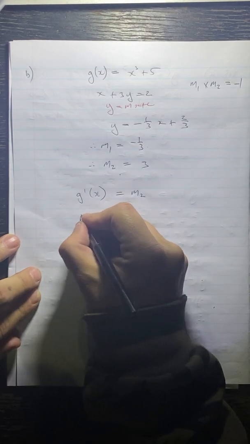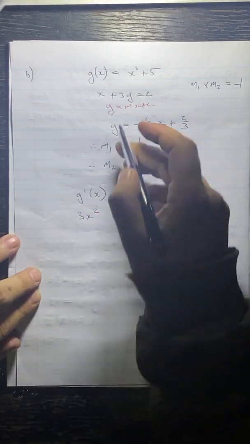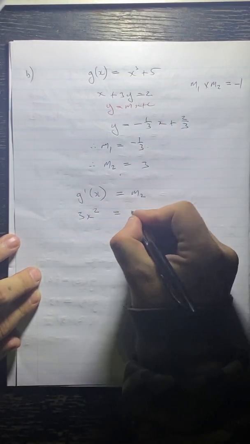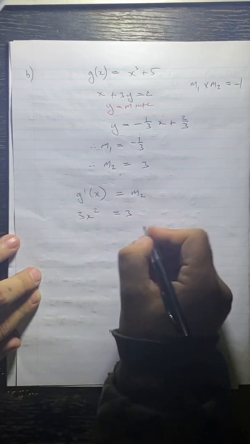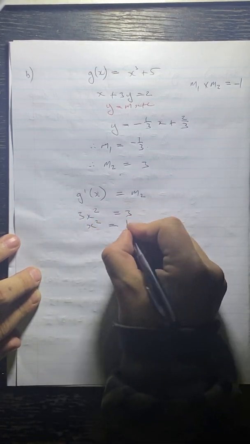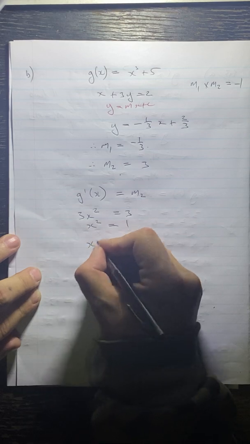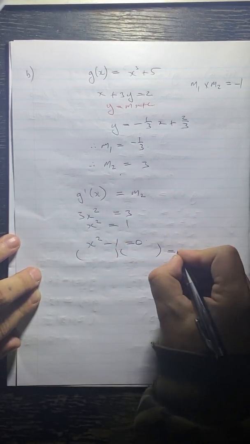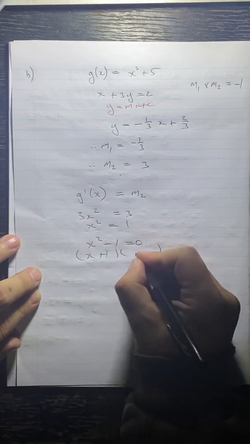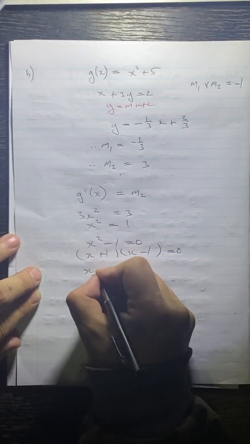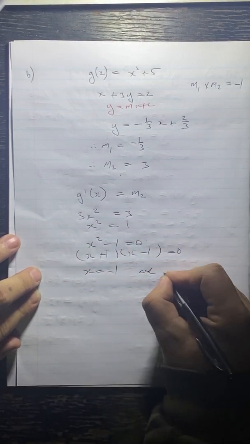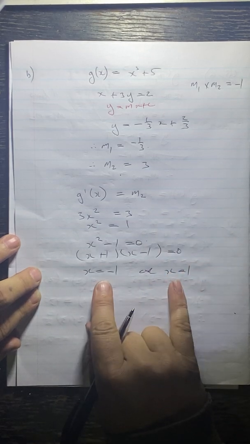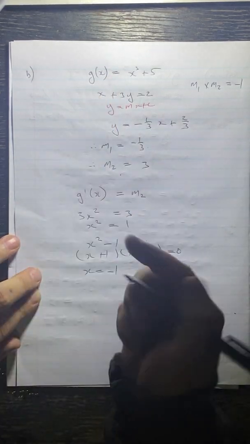So g dashed is 3x squared plus 0, which is equal to 3. Divide 3 by the 3. Take this to this side, and we have a difference of 2 squares. So factorize this, equals 0, and we get x plus 1, x minus 1. So x is equal to minus 1, or x is equal to 1. I need to take these x values and put them back into the original to find the y values.